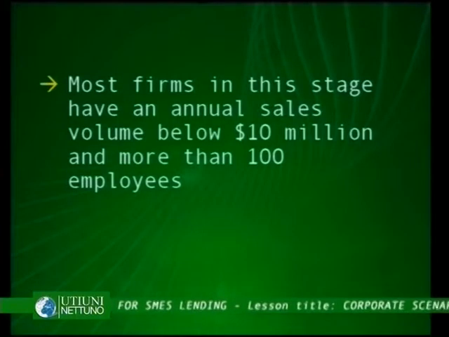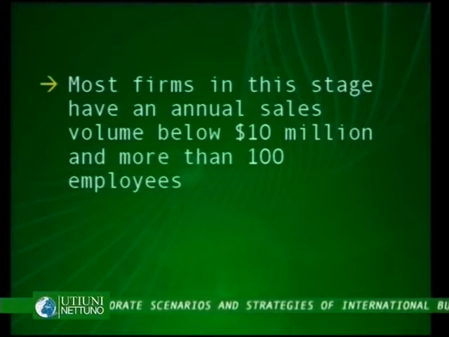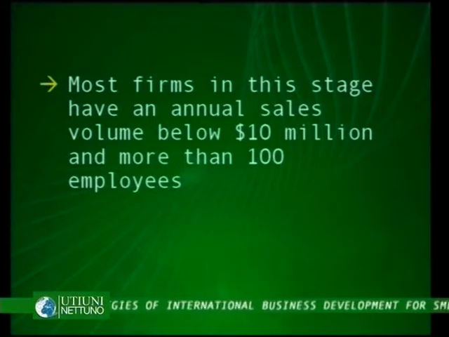We are talking about firms which belong to this category, where most firms in this stage have an annual sales volume below 10 million, and they have more than 100 employees. So we are talking about a company that in terms of size is a little bit bigger than the previous one we have seen.